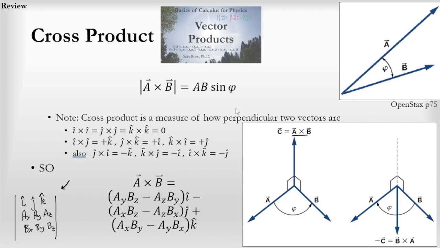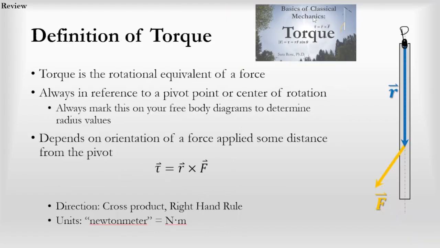Okay. So also in a prior lesson in the basics of classical mechanics, I just introduced the definition of torque. Torque is the rotational equivalent of force, and like I mentioned, we're going to use that with Newton's second law with rotation in another lesson. We have a point P. Torque is always in reference to a pivot, so make sure when you're looking at these problems, you've clearly determined your pivot point. And like I mentioned before, we are going to do a cross product and use the right-hand rule for the direction, and the units are Newton meters.